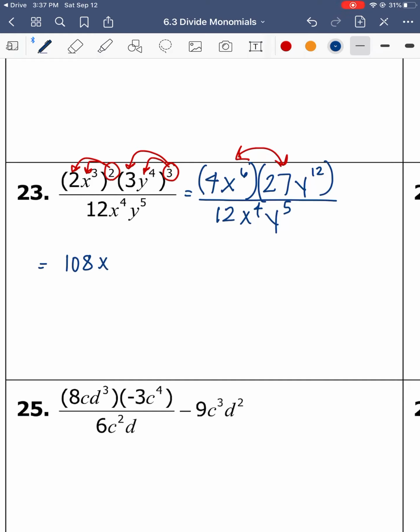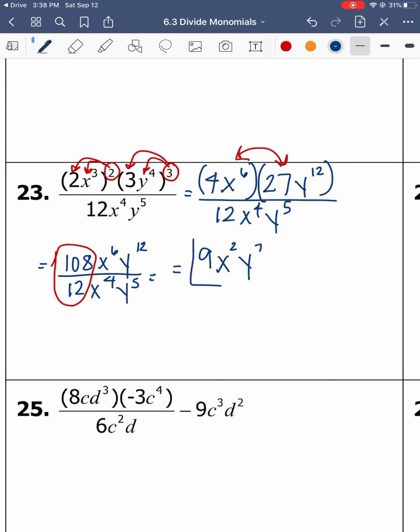And then that's all we can do. We only have x to the 6, one x and one y term. So those will keep their coefficients. And then our bottom will stay the same as well. Okay, now we're just dividing, so let's take care of these coefficients first. So 108 divided by 12 is equal to 9. So we'll keep 9 in the numerator. And then we have x to the 6th in the numerator, x to the 4th in the denominator. So we have x to the 6 minus 4, which is x squared. And then y to the 12 minus 5, which is 7. So this whole thing is going to reduce to that answer there.